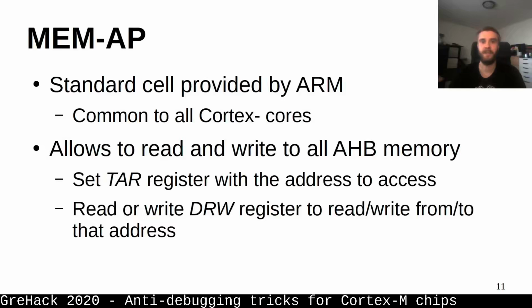So the main concept is you first set the TAR register with the address at which you want to read or write. And then you can read or write the DRW registers to either read data from that specific memory address or write data to that specific address. There are other features in this MEM AP, but that depends on the Cortex M series that you are using.